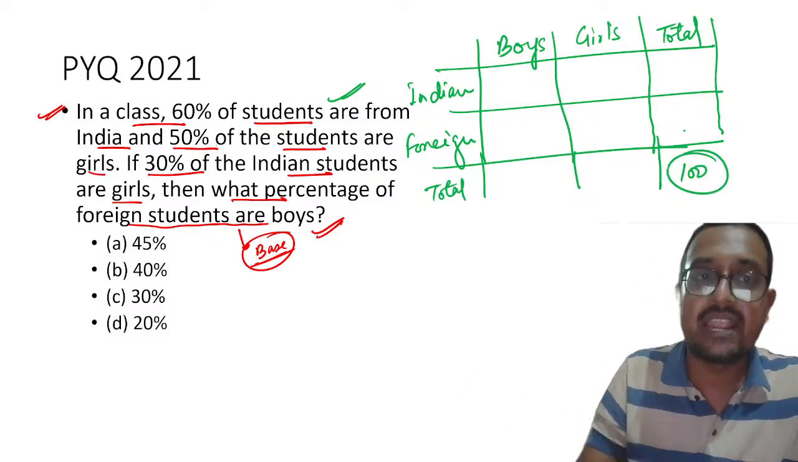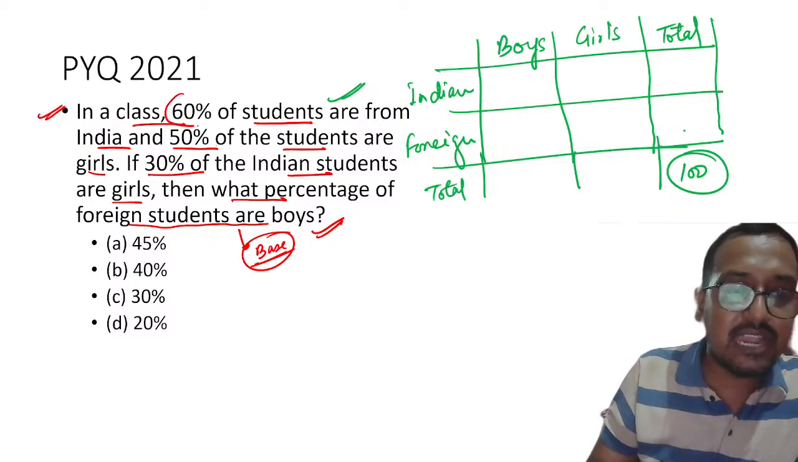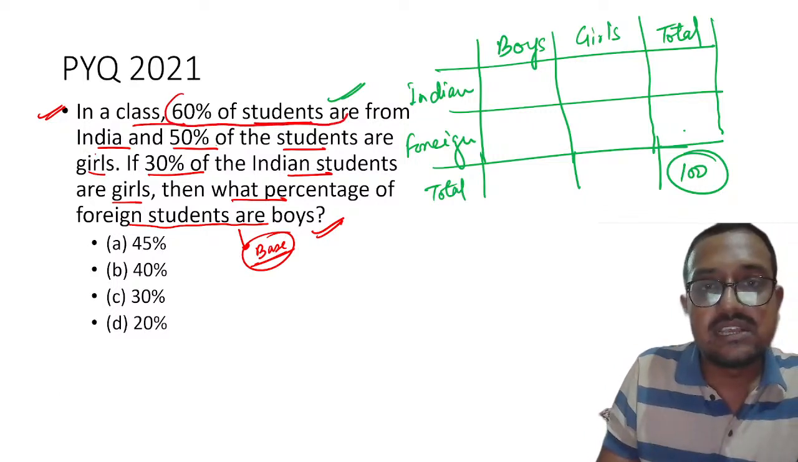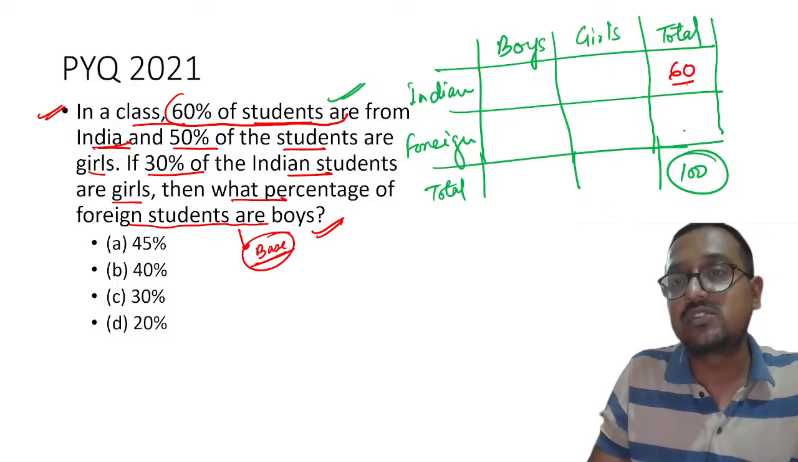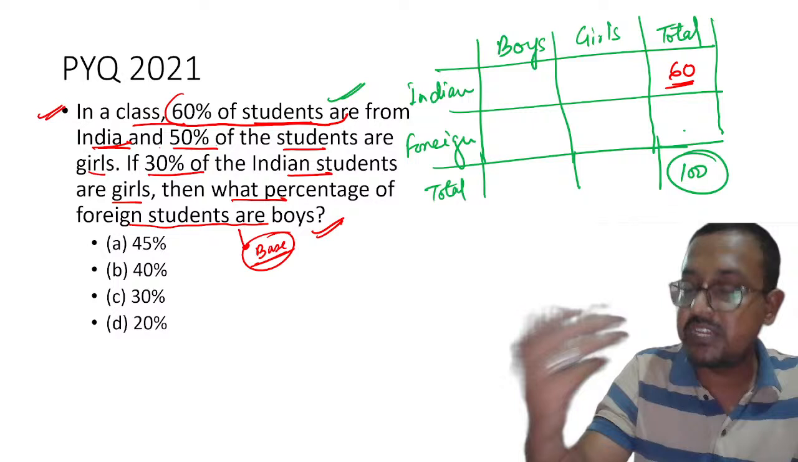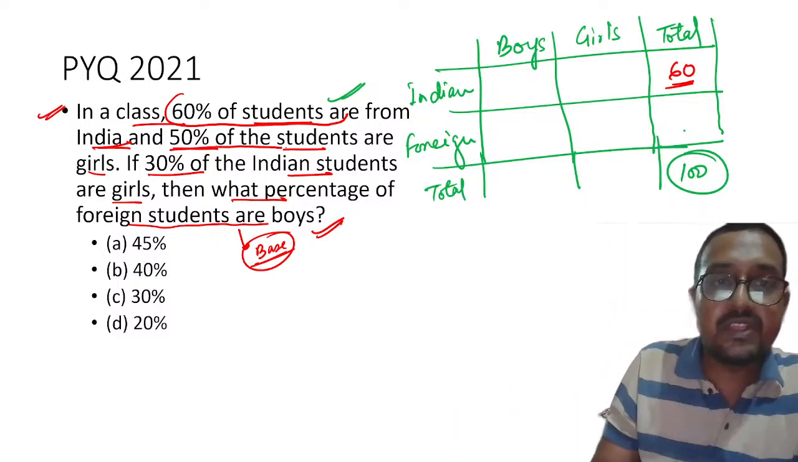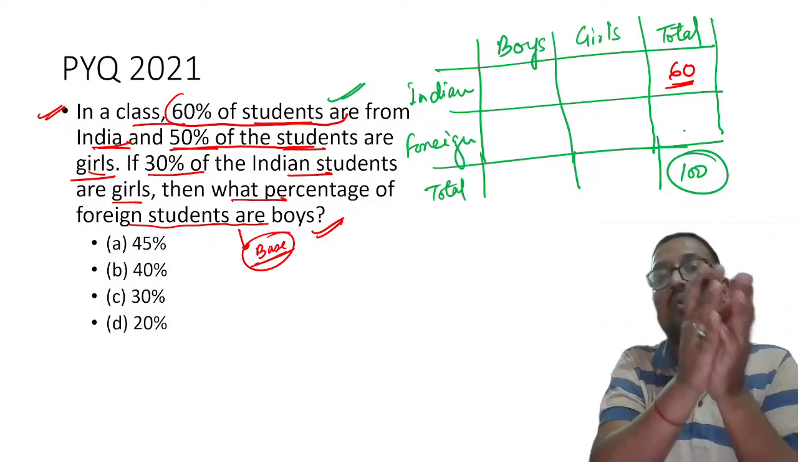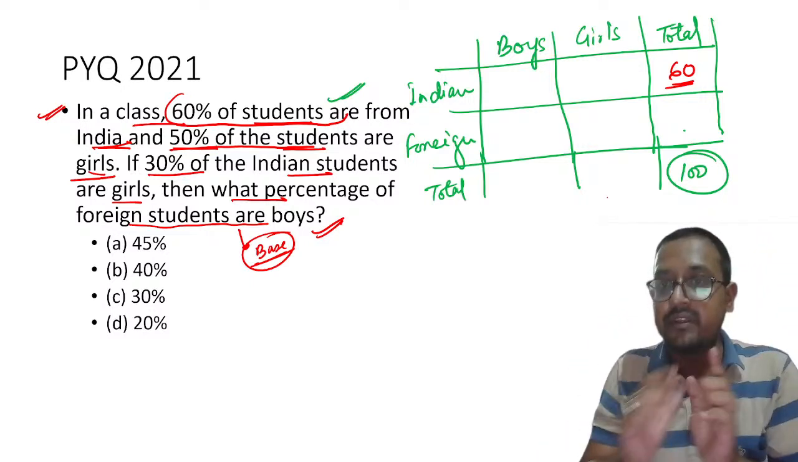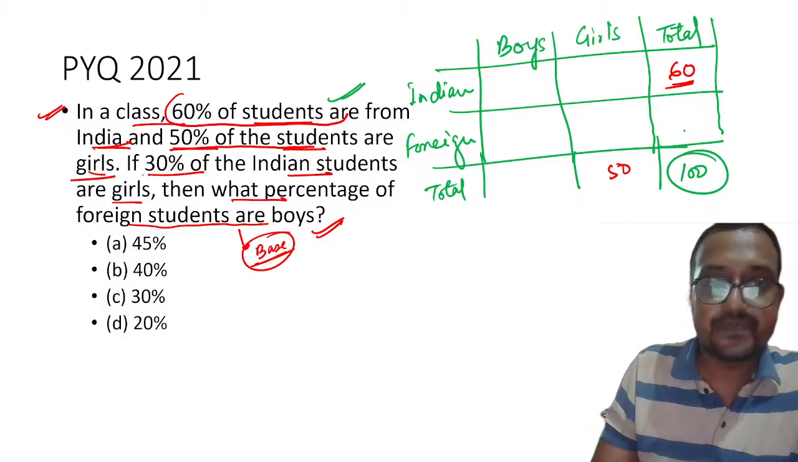We are presuming that. The question says that 60% of students are from India. Total India, so 60% will go here. 60 students will sit over there. And 50% of students are girls. Please remember, all the girls. It is not saying only Indian or only foreigner. 50% of all students are girls.